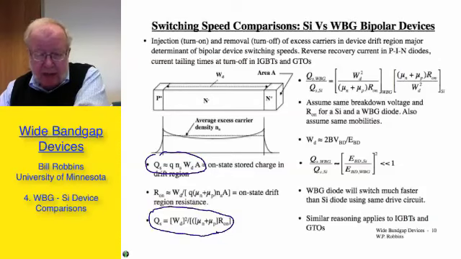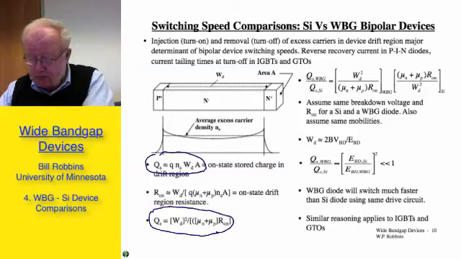The bottom line is the wide bandgap device will switch much faster than the silicon using the same drive circuit, because there's much less stored charge that we have to put in there or take out. And similar reasoning would apply to IGBTs and GTOs. A corollary to that would be there's probably significantly less reverse recovery current in the same circuit when we compare a silicon device against the wide bandgap material, because of the much smaller stored charge.